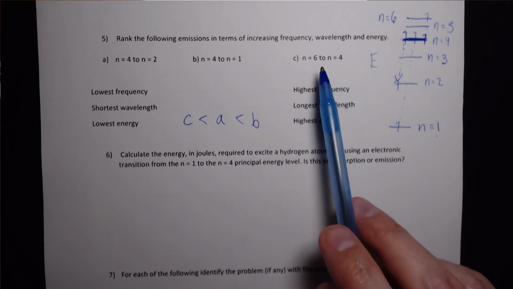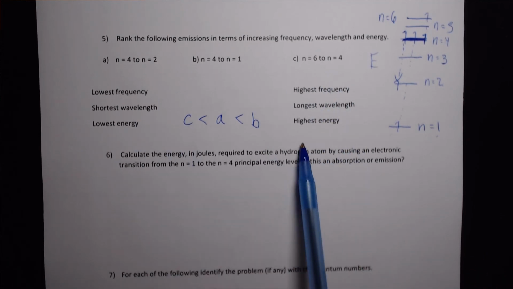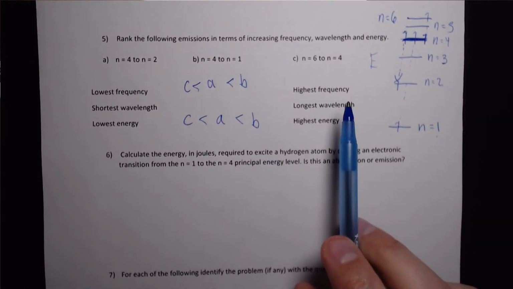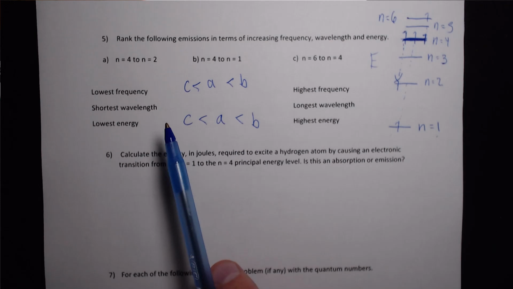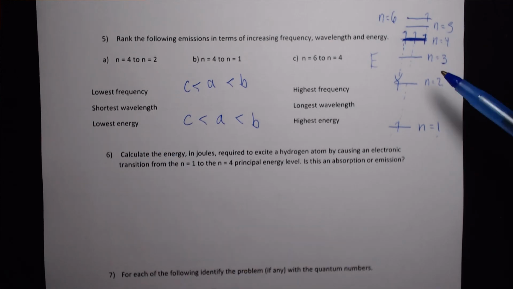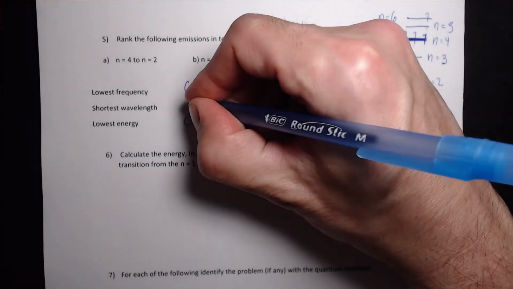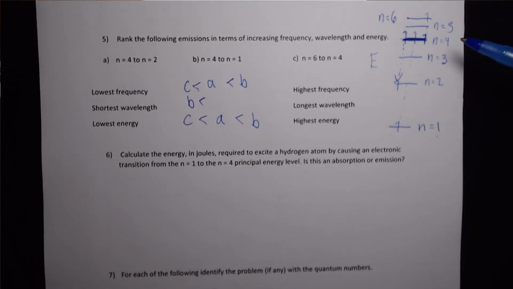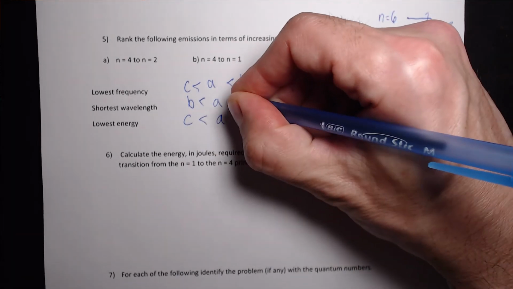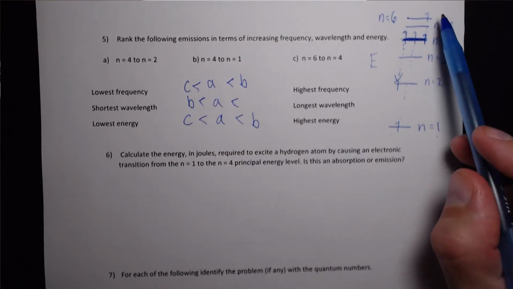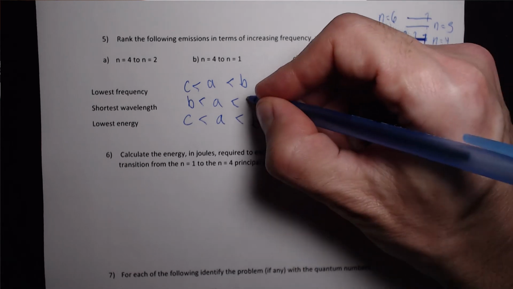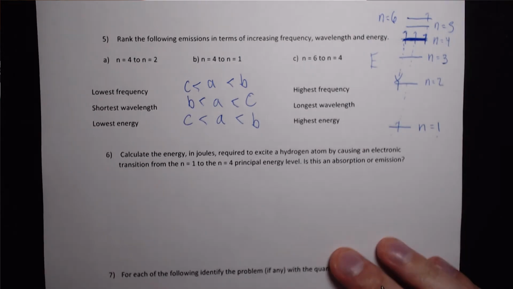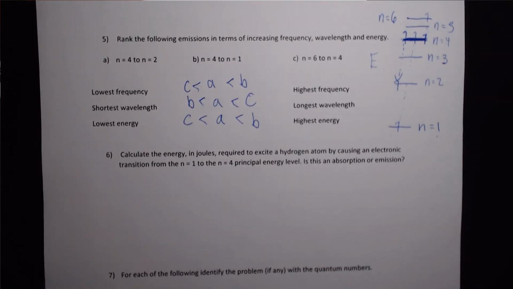Remember from the previous question that the frequency is in the same order as energy. So C less than A less than B, and wavelength is going to be the exact opposite. So shortest wavelength is the highest energy, which is 4 to 1, which is B. A is still intermediate, right? Because we're going from 4 to 2. And then the longest wavelength or lowest energy is going to be your 6 to 4, your last one here, which is choice letter C. So that is basically how we can rank these things.